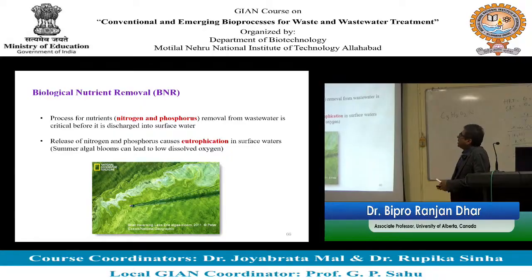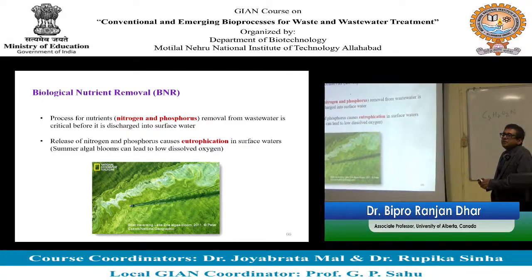Now, nitrogen and phosphorus. Most of the time, wastewater treatment plants release the treated wastewater to surface water bodies, right? And if we have a high concentration of nitrogen and phosphorus, one of the major problems is eutrophication. Then you can have a summer algae bloom, which can lead to dissolved oxygen depletion in water bodies. That can damage the aquatic ecosystem, right?